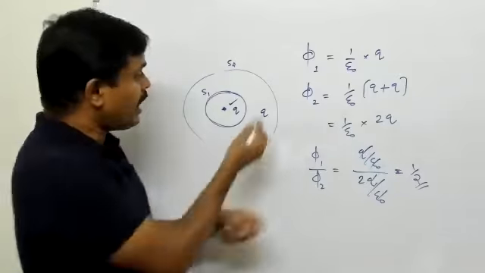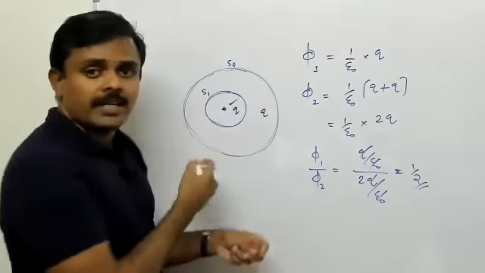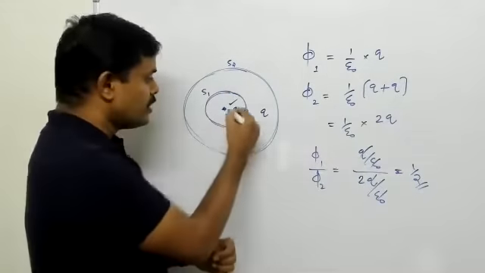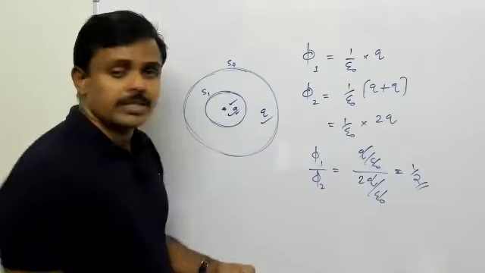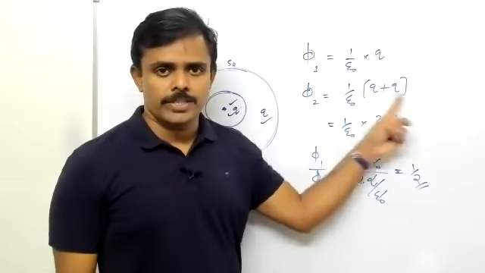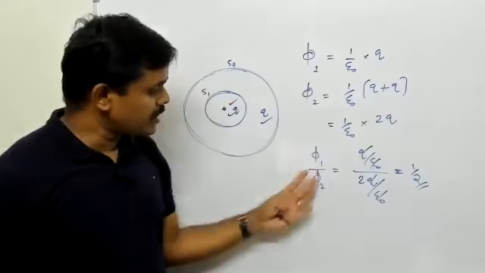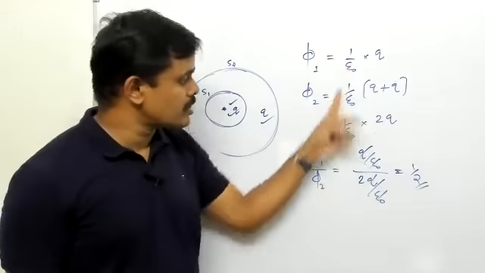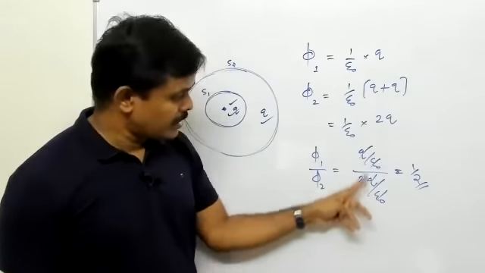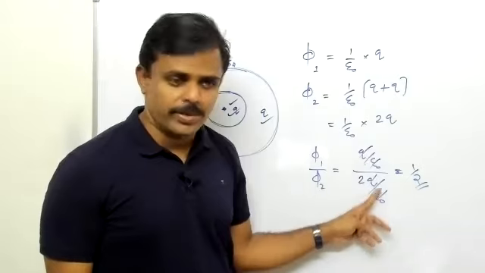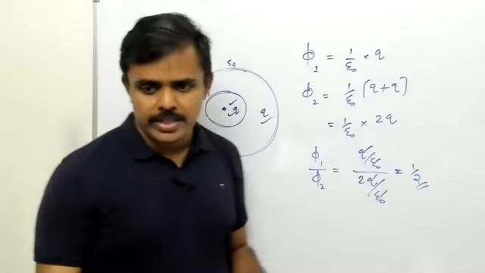Similar way, I take the outer sphere. Outer sphere, when I take, the outer sphere encloses what and what? This q is inside, this q is also inside. So I have to count both, q plus q, that is 2q, 1 by epsilon 0 into 2q. Then find the ratio phi1 to phi2, q by epsilon 0, this is 2q by epsilon 0. The ratio is q by epsilon 0 gets cancelled, you're getting 1 by 2. Did you understand this?